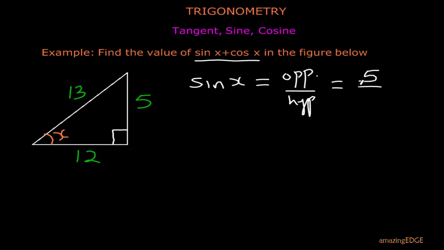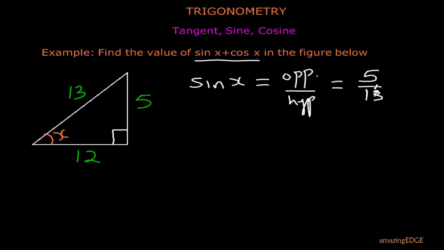Then the hypotenuse is the one facing the right angle, and it is always known as the longest side. So if you look at this now, the right angle is facing this side. So the side the right angle is facing is known as the hypotenuse, or the longest side, and that gives us 13.